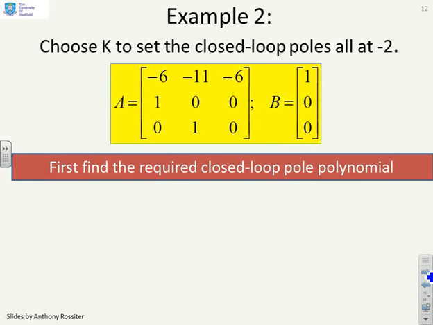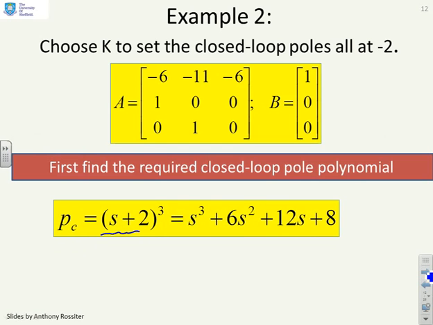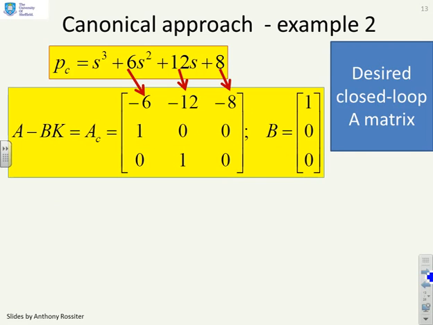Example 2. Now this one's slightly harder. You'll see it's 3 by 3. And what we've said is choose K to set the closed loop poles all to be at -2. So first I've got to define the required closed loop pole polynomial. So if I take s plus 2 cubed, it's fairly easy to show that you get s cubed plus 6s squared plus 12s plus 8. So the coefficients I'm looking for are 6, 12 and 8. So let's look at the canonical approach.